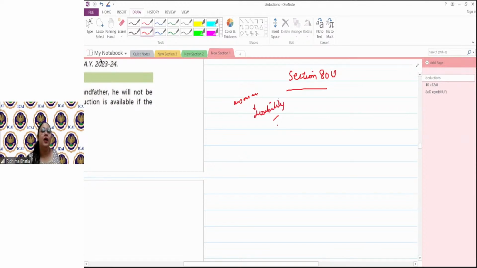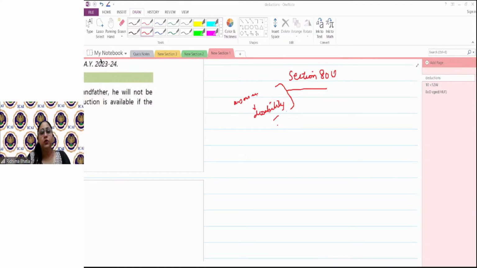So here, how is it different from 80DD? In 80DD, the person claiming the deduction is not disabled. He is maintaining a disabled person, a dependent disabled person. Okay. But in 80U, the assessee himself is disabled. Assessee himself is disabled. So this is the first difference between 80U and 80DD, number one.